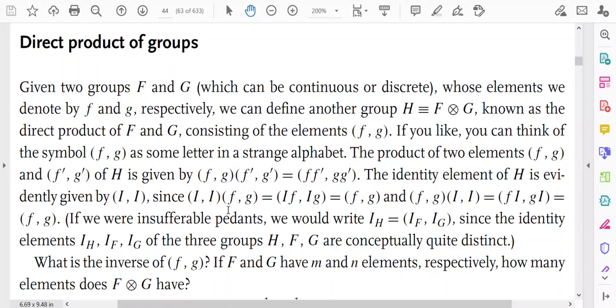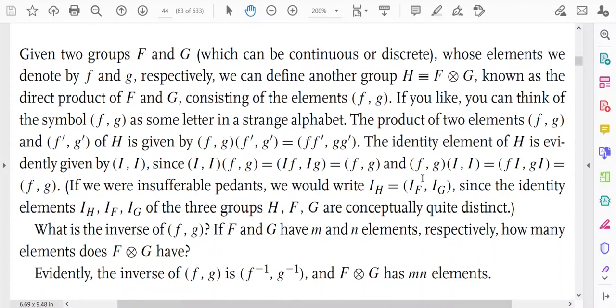Suppose we want to know the product of (I, I) with any element of H, that is (f, g). As per the rule shown here, the product will be (If, Ig) equal to (f, g), because I is the identity element. So I into f will be f and I into g will be g. And similarly, if we do the product in this way, (f, g) then (I, I), again the product will be as per this rule, (fI, gI) equal to (f, g).